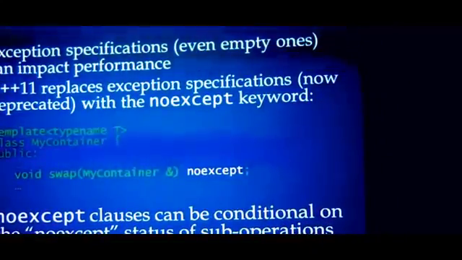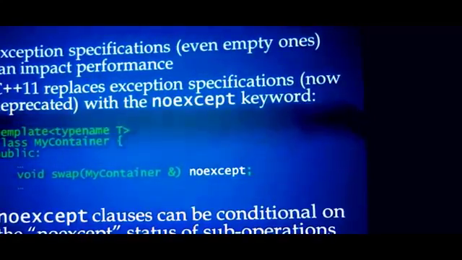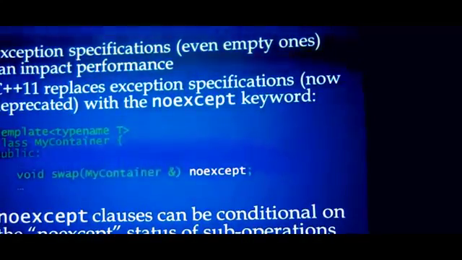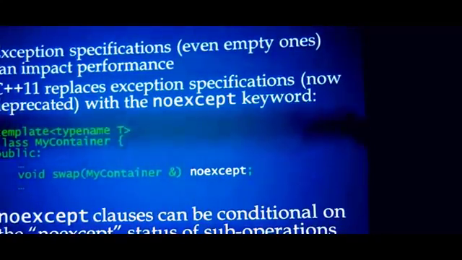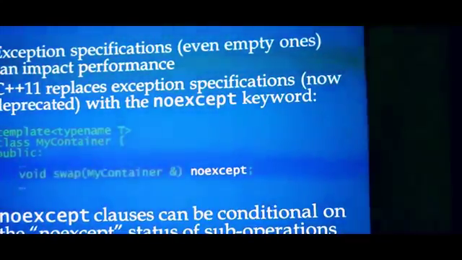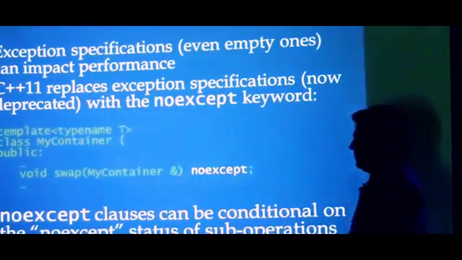So in C++11, taking all of that experience into account, what was realized is we just really need a way to say whether or not an exception gets thrown. And so the noexcept keyword was introduced. In the simplest form, noexcept specifies no exception will be thrown here.